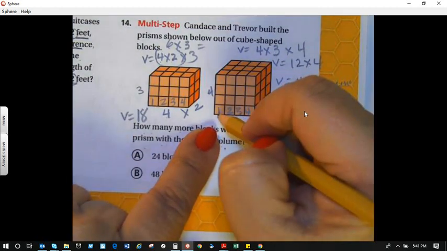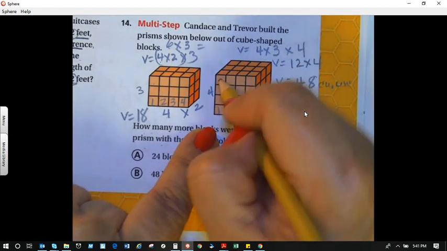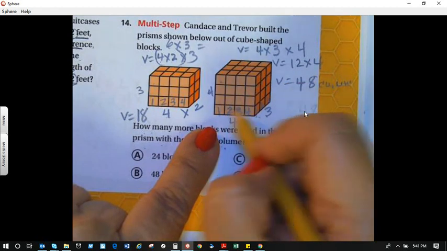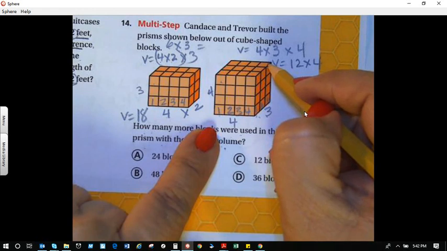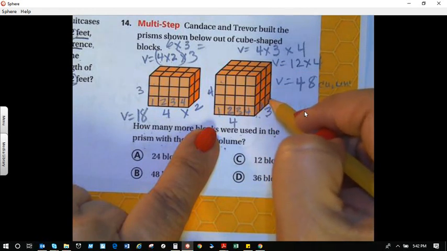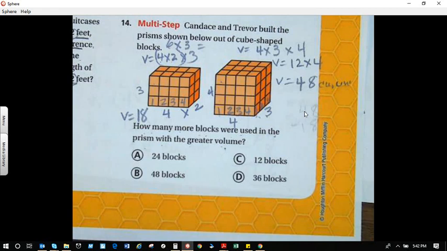We added 4 on top. This is still here, so I added another layer and another width. So how many do we have? Can you think about that?